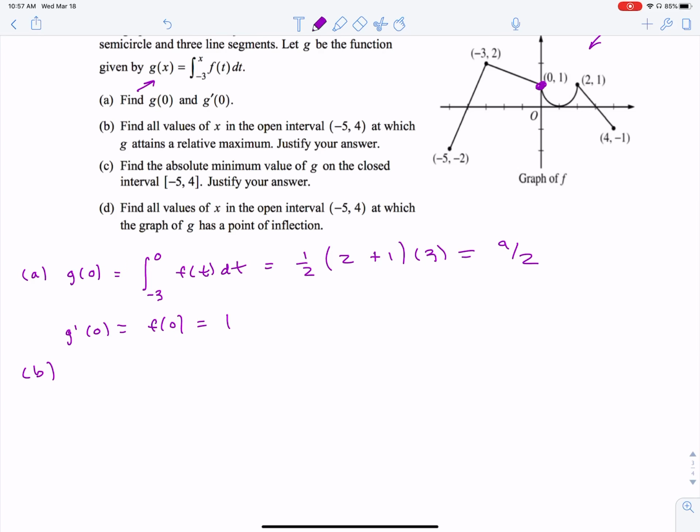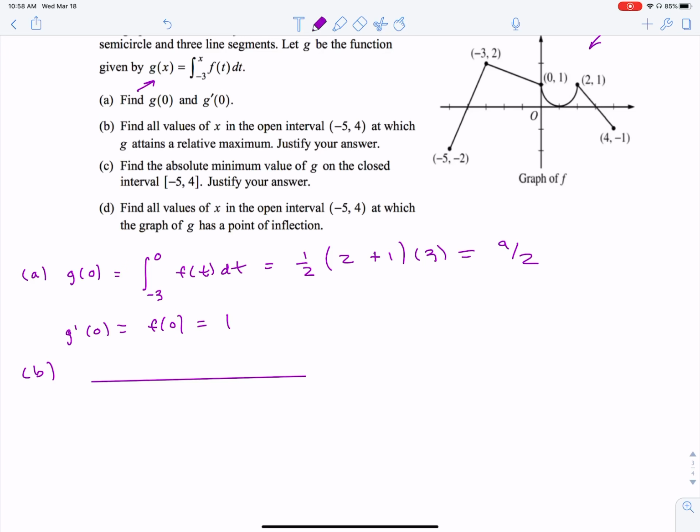Find all the values of x in the open interval from -5 to 4 at which g attains a relative maximum. Okay, so this is very similar to a problem we did yesterday. I'm going to make a quick sign chart. Again, you can't use the sign chart for a justification, and they are asking us to justify. The sign chart is just for me.